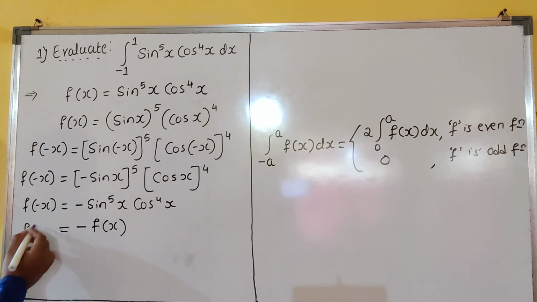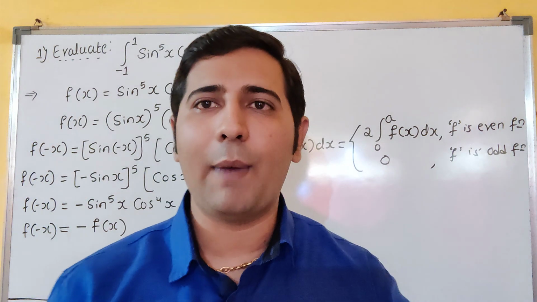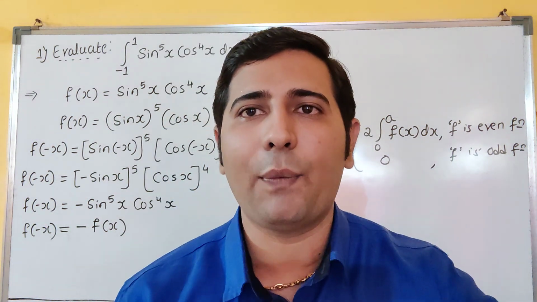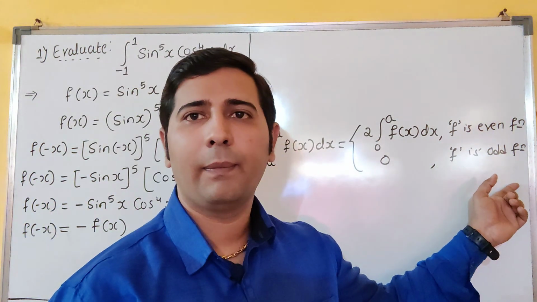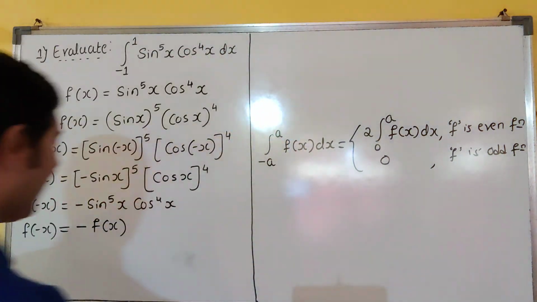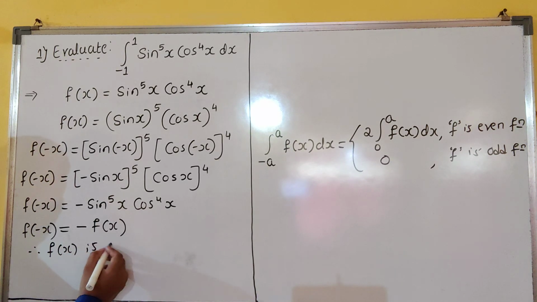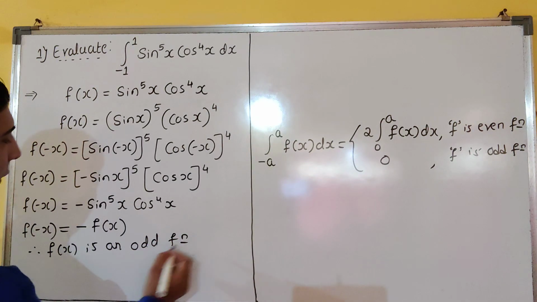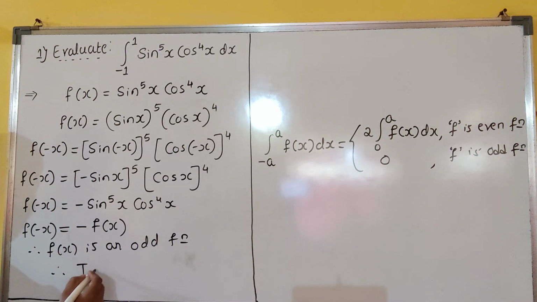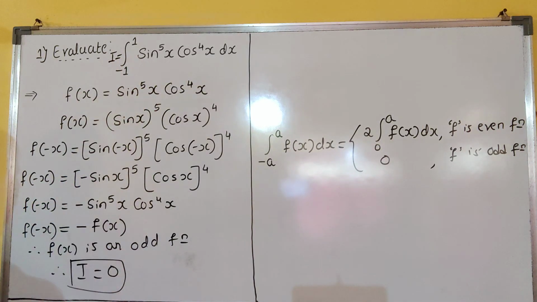f of minus x is giving the answer as what? Minus f of x. f of minus x giving minus f of x means that function is called as even or odd? Odd function, no? So therefore f of x is an odd function, dear students. So therefore integration is what? I value will become 0, dear students.